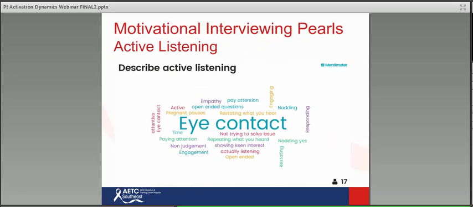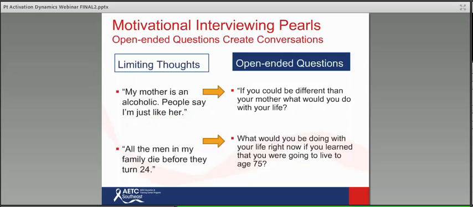This description is all about active listening. When I did a word cloud with one audience, they said eye contact and trying not to solve the issue for the clients, showing empathy, having some uncomfortable pauses to allow the patient time to talk, restating what we hear, to check back in with the client and say, I think this is what you said, but let me check in with you and make sure I understand clearly.